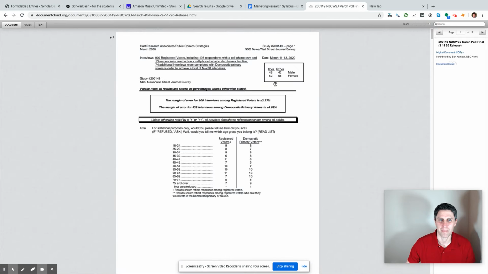So they interviewed 900 registered voters, including 495 respondents with a cell phone only, and 13 respondents reached on a cell phone, but who also have a landline. Very detailed, right? 74 additional interviews were completed with Democratic primary voters in order to achieve a total of N equals 438 interviews. What that tells you is the original sample was too heavily Republican, so they had to find more Democratic voters in order to get their sample more even.